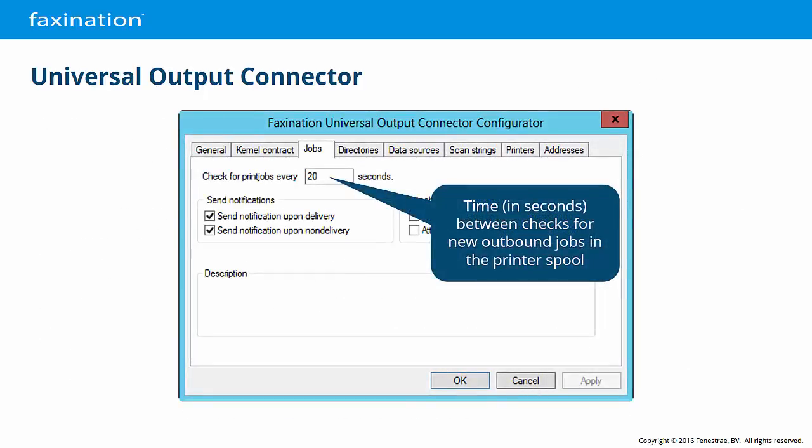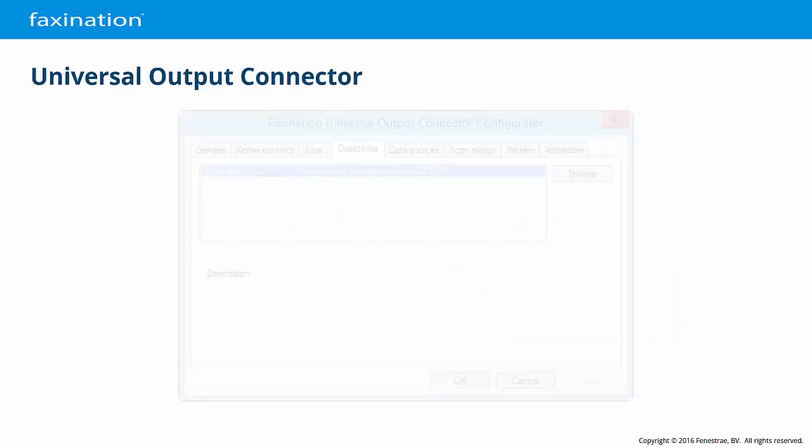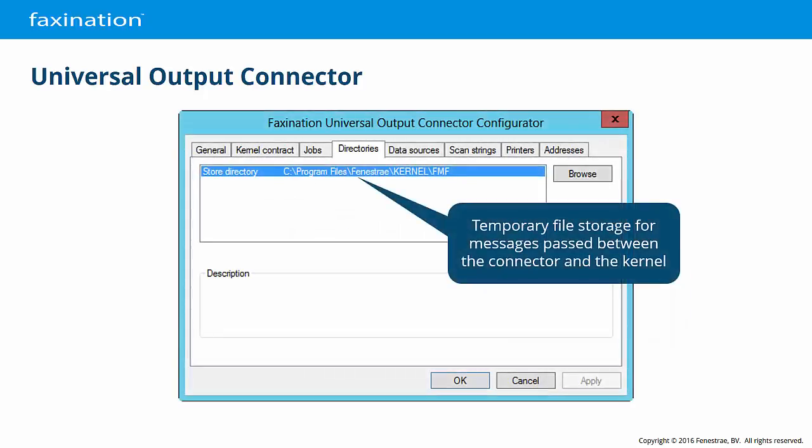On the Jobs tab, you can configure the interval between checks of the spool folder for new jobs. The default is 20 seconds. And you can configure the notification options that are common to all outbound capable Faxination host connectors. On the Directories tab, you can configure the path used for temporary file storage when messages are passed between this connector and the Faxination kernel.